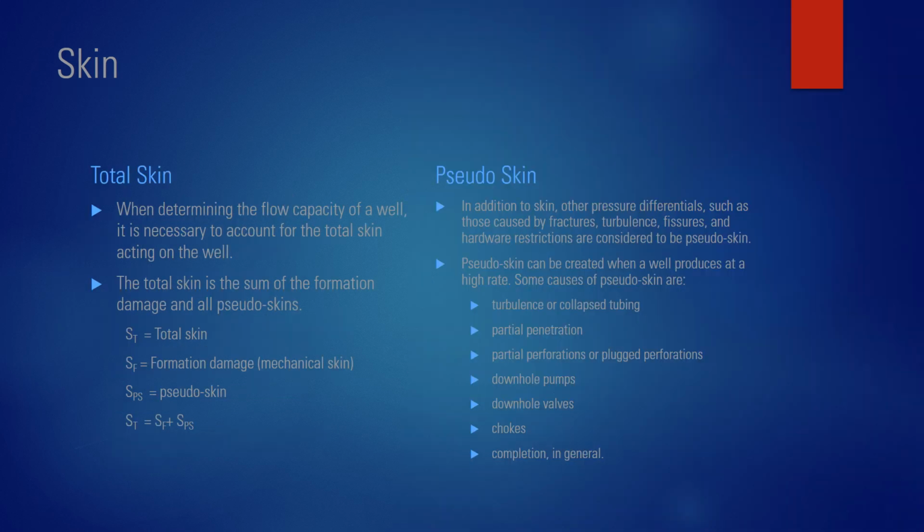There are a couple kinds of skin. Total skin. When determining the flow capacity of a well, it is necessary to account for the total skin acting on the well. The total skin is the sum of the formation damage and all pseudoskins.